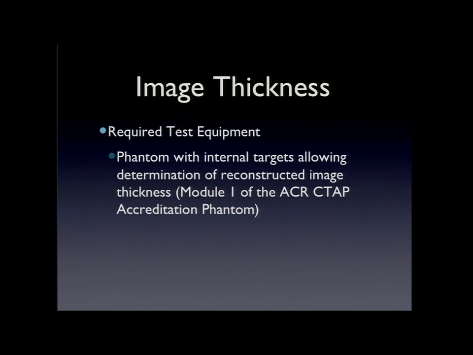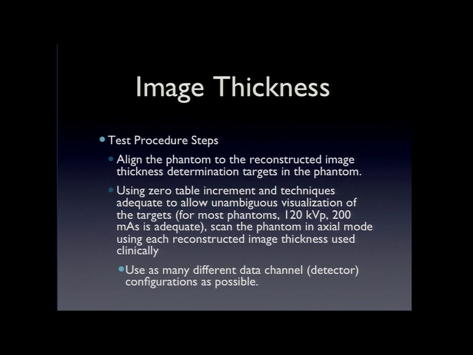But as far as image thickness, if you're doing it, you need the phantom with internal targets that allow you to measure slice thickness on reconstruction. Module 1 of the ACR Phantom allows you to do that. So you align the phantom like we did, and make sure it's centered, so that your results aren't affected by misalignment of the phantom. Sometimes that can be really challenging and can take more time than anything, trying to align the phantom. But once you do that, you try not to move it. Hope they don't need the scanner for an emergency ER patient or something like that, so you don't have to move it and you can get all your tests done.